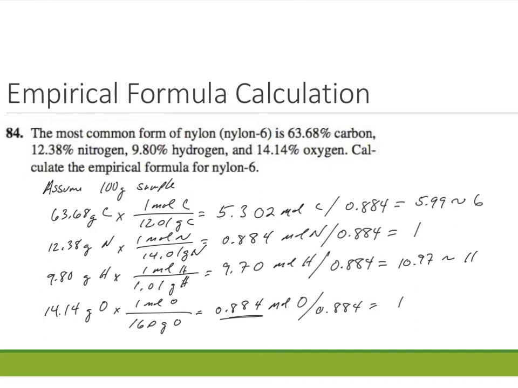So our formula is C6N1, but we don't put the 1, H11O1, C6NH11O. That would be the empirical formula for nylon 6.